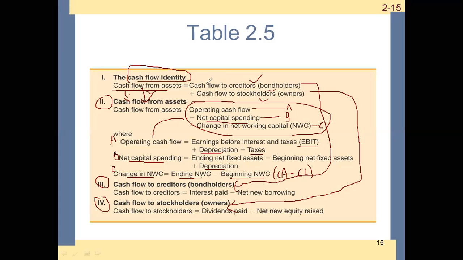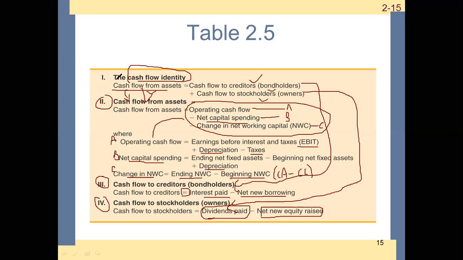Now let's go to the right hand side, cash flow to creditors. Cash flow to creditors or bondholders is equal to interest paid minus net new borrowing. Whatever new borrowing a firm has taken will be subtracted from the interest. And the second thing is cash flow to stockholders or owners, which is calculated as dividend paid minus net new equity raised. Whatever dividend you're paying to the stockholders, we will subtract net new equity raised from the dividends paid.